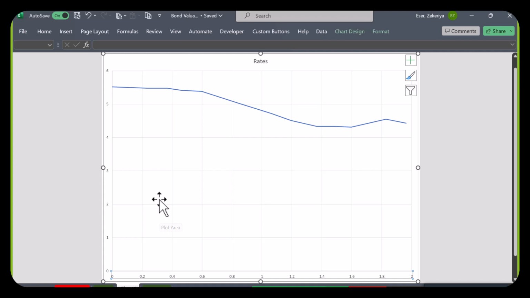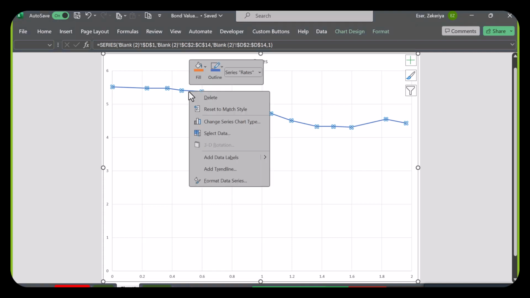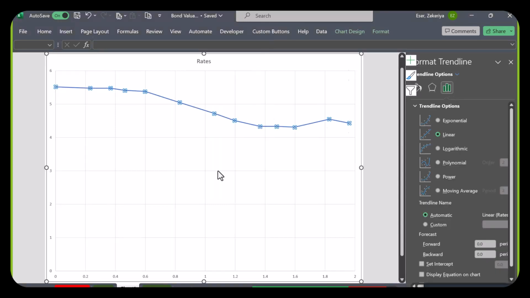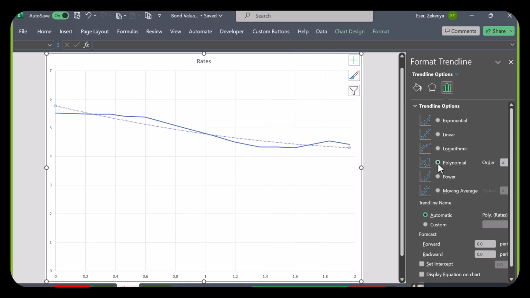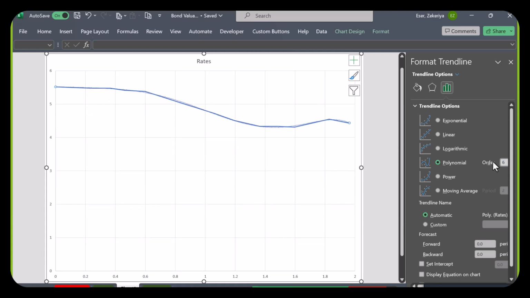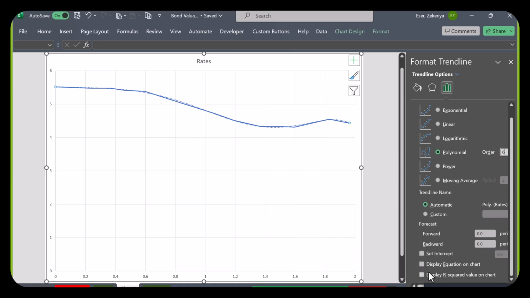If you want to fit a curve, click on this series, right click, hit add trend line, okay? By default, it does a linear trend, but I'm going to do a polynomial with the order of 6, okay? And I want to display the equation on charts.